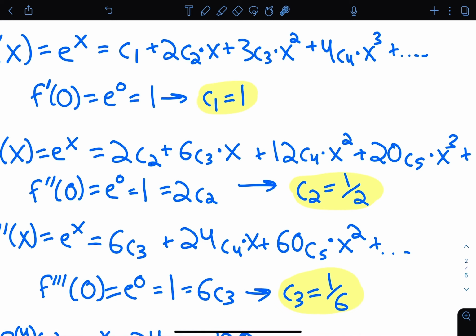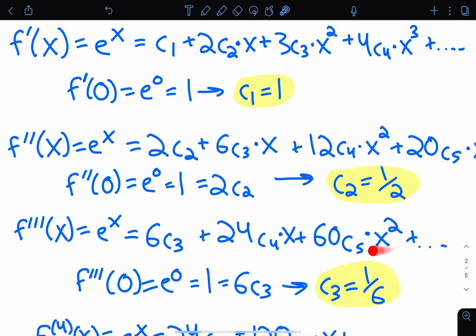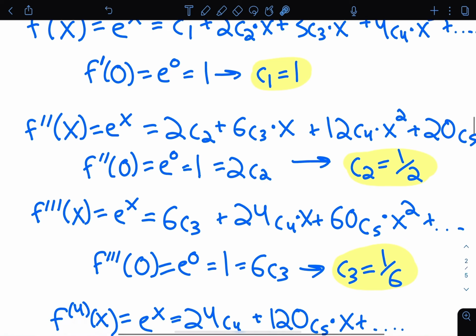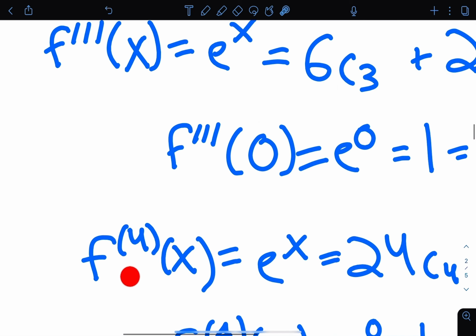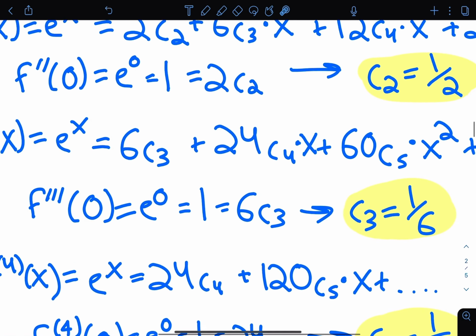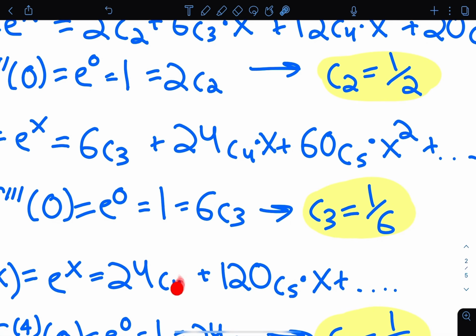I'll do this one more time. Take my f triple prime. Let's take the derivative, right? The fourth derivative of f of x is e to the x, right? And so all I would be left with for terms that don't have an x is 24 c sub 4, right? Every other term, I keep doing the power rule, right?